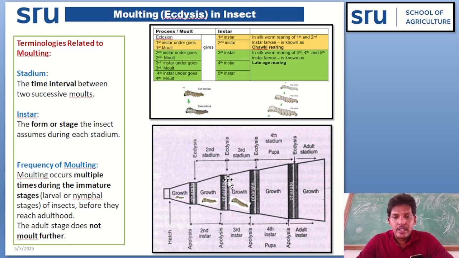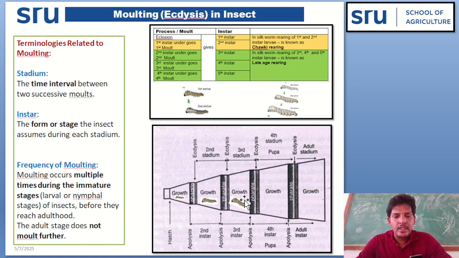Therefore, the time interval between any two molting is known as stadium, and the form assumed by the insect in any stadium is known as instar. So this is the first instar, second instar, third instar, like that.